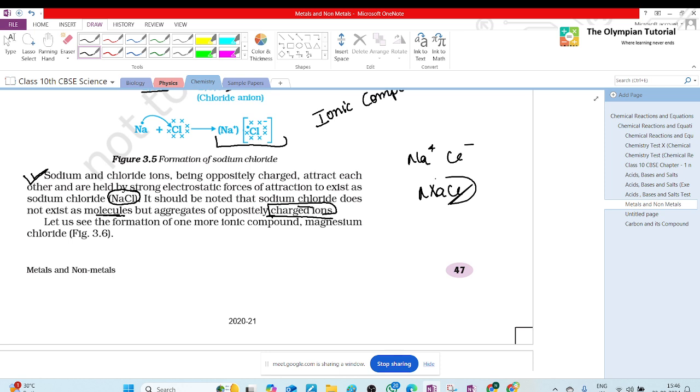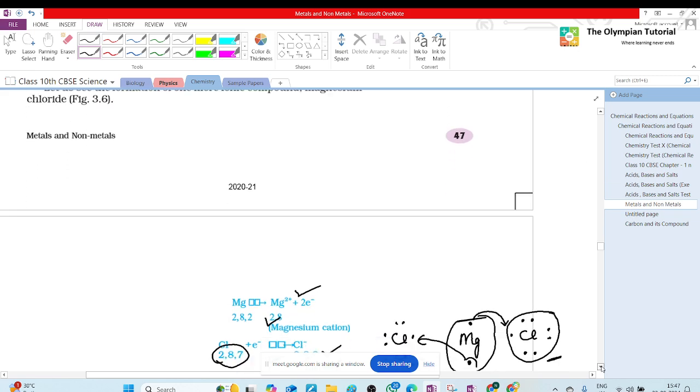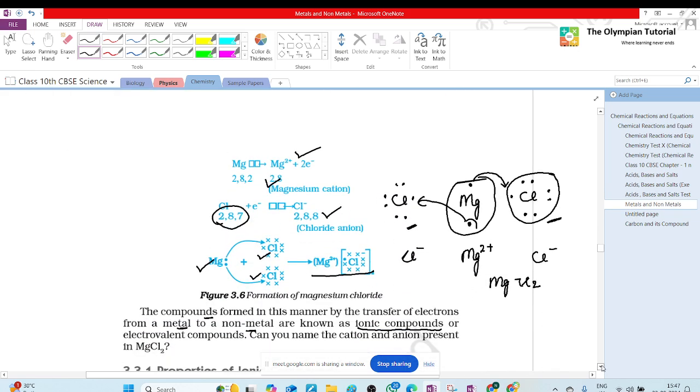Let us see the formation of ionic compounds. Magnesium chloride.